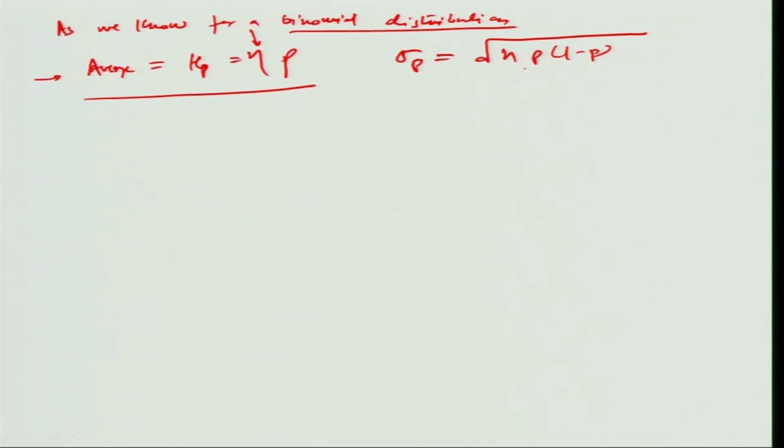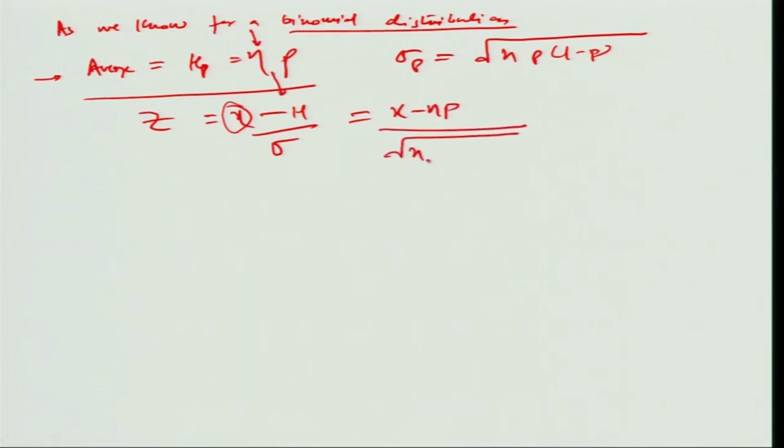So, we want to substitute these values in the z variate. So, the z earlier from this normal distribution was x minus mu by sigma. So, how many times the x is spread from the mu value or the mean value of the distribution in terms of number of sigmas. So, I just simply substitute these values from the binomial. So, x minus n p divided by root of n p times 1 minus p.